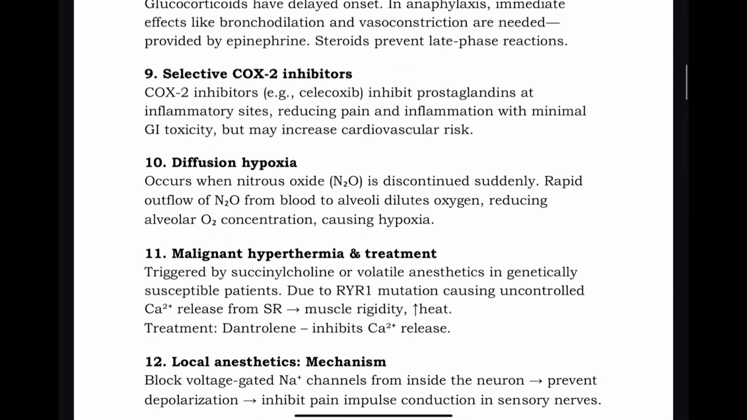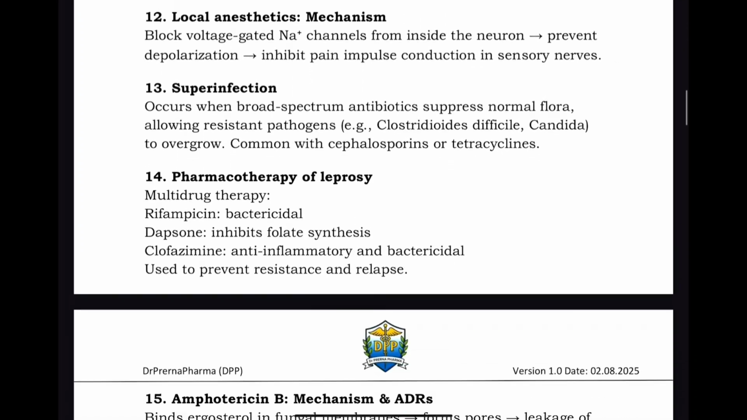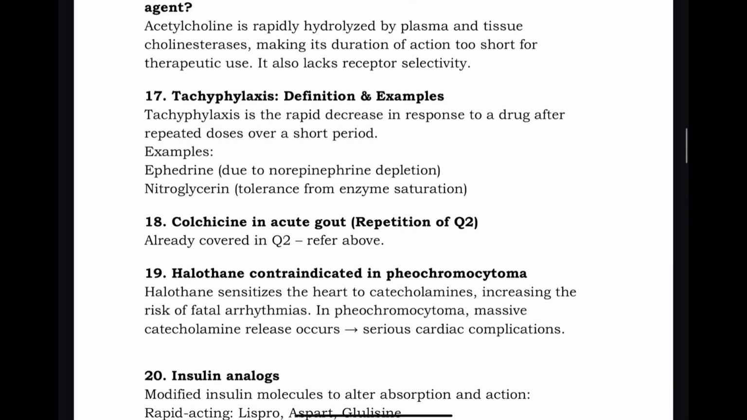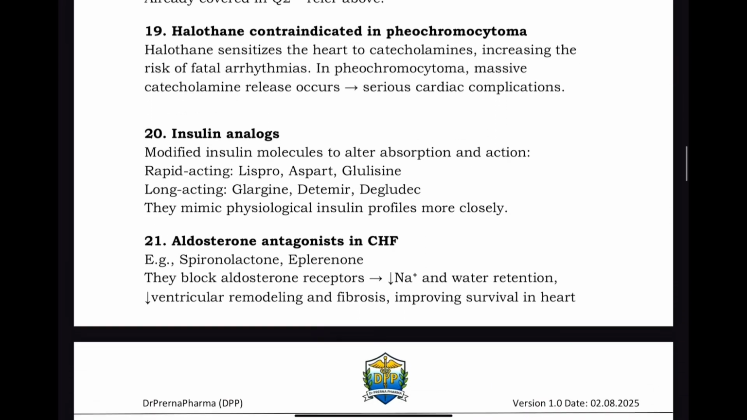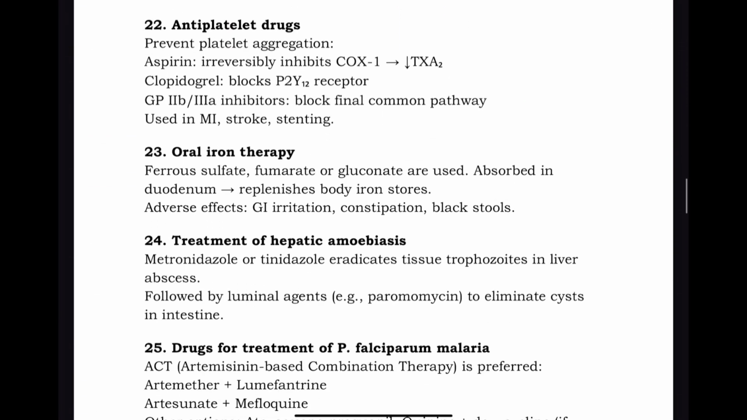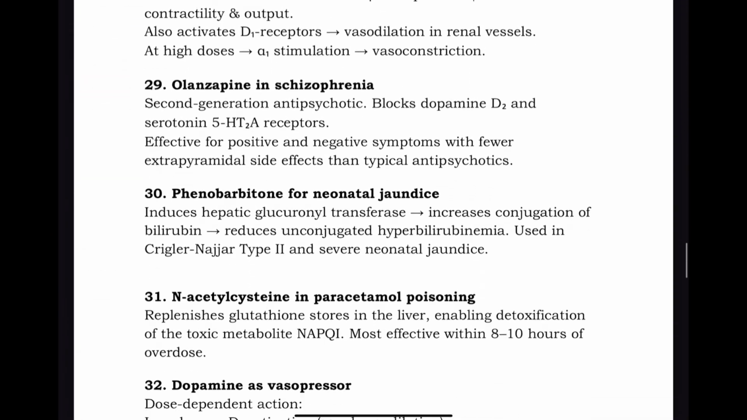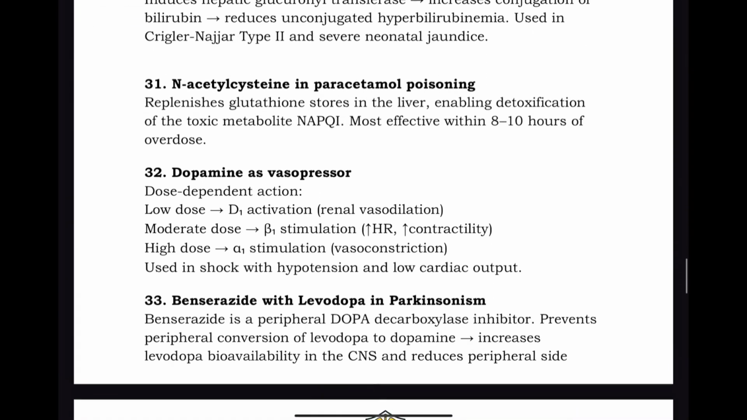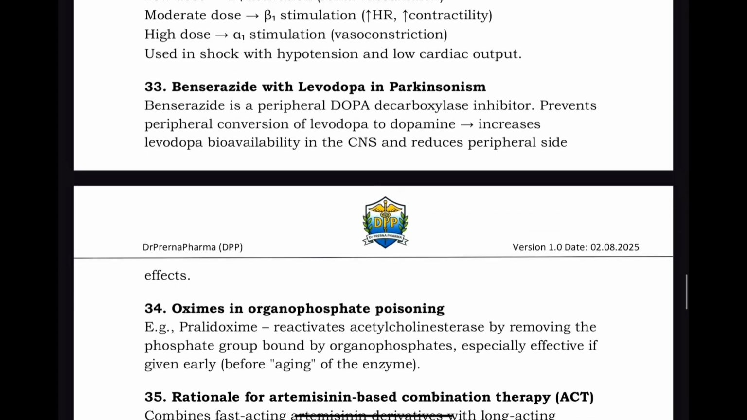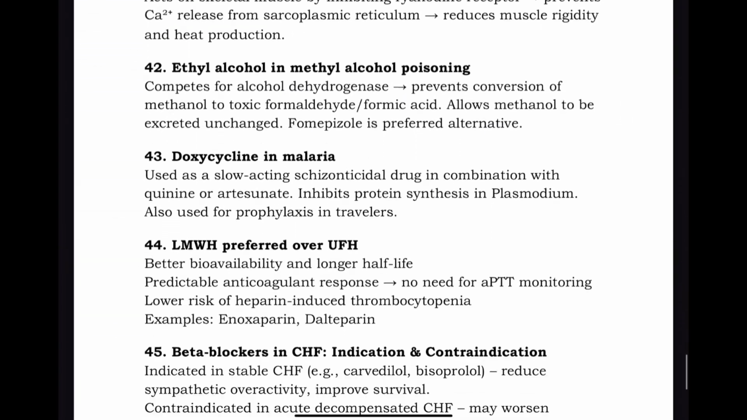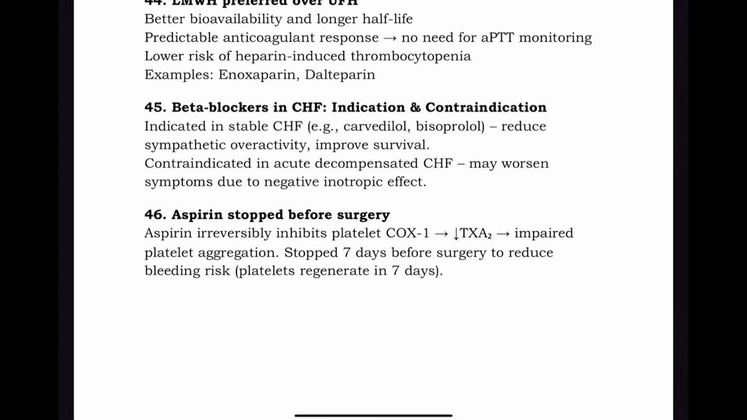All these, like explain why this is used in this disease, why a particular disease area is happening, why acetylcholine cannot be used as a pharmacological agent, why halothane is contraindicated in pheochromocytoma, then treatment of different diseases, thyroid storm, why dopamine is used in cardiogenic shock, why N-acetylcysteine in paracetamol poisoning, why benserazide is combined with levodopa. So how many are these? More than 30. There are 46 questions in total, and you can go through them very fast, a super fast revision, and you can write something in the exam.